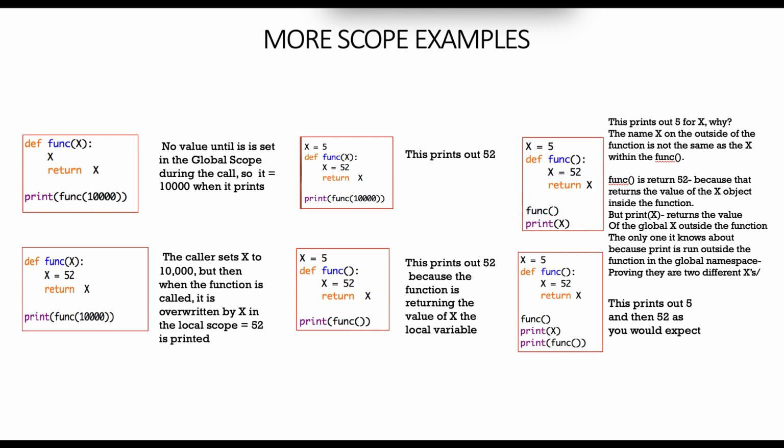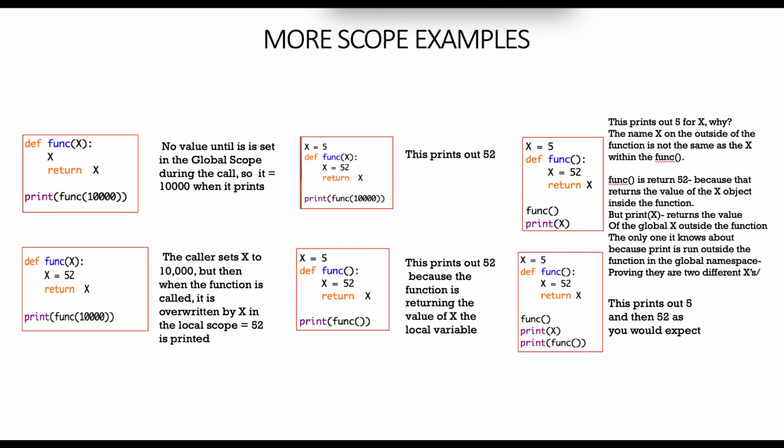But what we're printing is the x in the global space. So that's 5. Nowhere are we printing what's in the function. So we don't say print func and then pass it something like 52 or 100 or whatever. So that's why it's printing what we have here. And this could be an example of something that comes up in some coding test, maybe for employment or something like that. But really think through this.